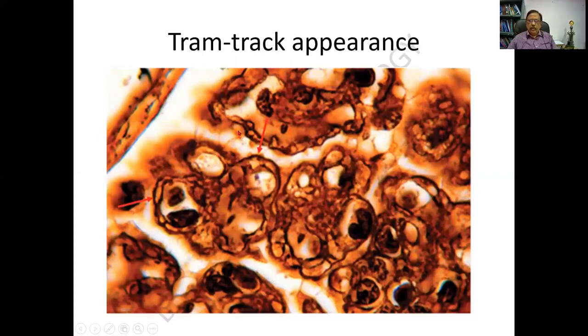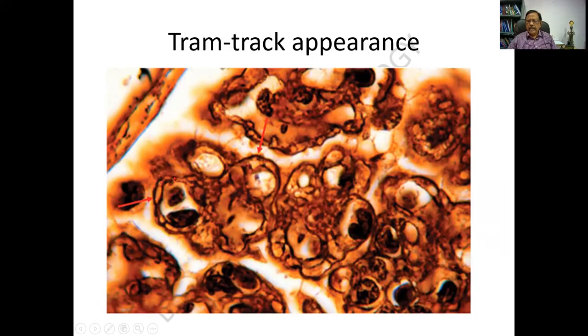So what happens is whenever there is a dense deposit in the middle of the basement membrane, I find that there will be, on either side, the subepithelial side as well as the subendothelial side, deposits that can be seen, which are demonstrated by means of the silver stain. It is called the tram track appearance or the railway track appearance. So this is a typical example.